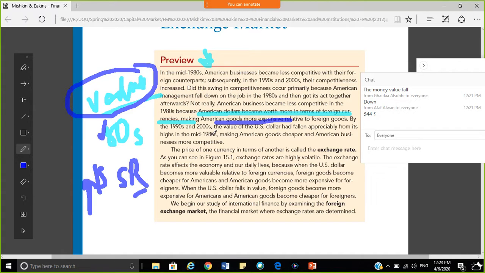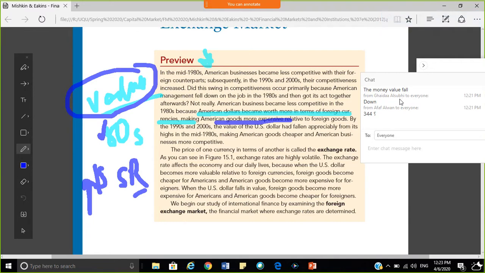So here, instead of going into the details right now, let's understand the implication of foreign exchange. Why is it very important to understand the foreign exchange market? How does it operate? So we are starting with the value of currency first. So American dollars increased in the 80s. The American goods production became expensive.